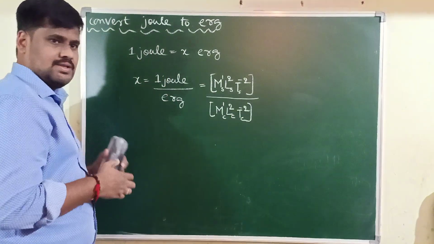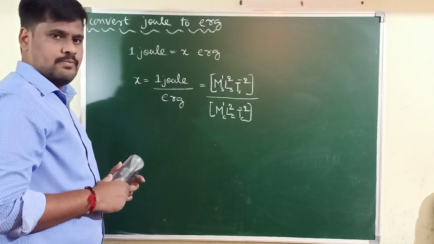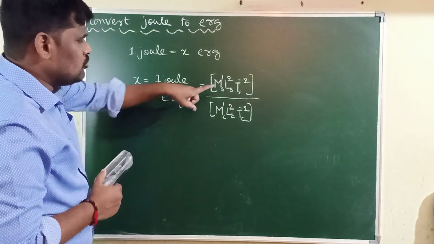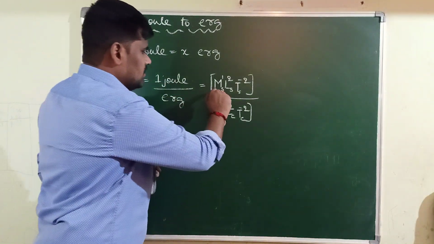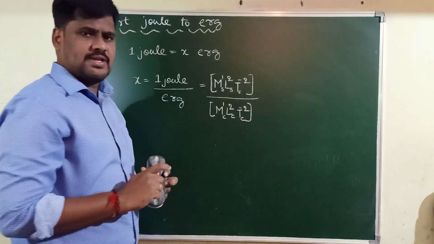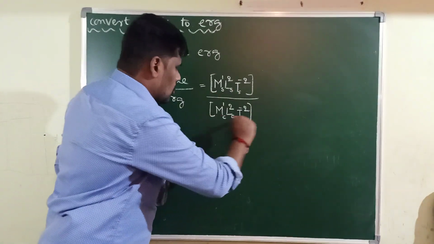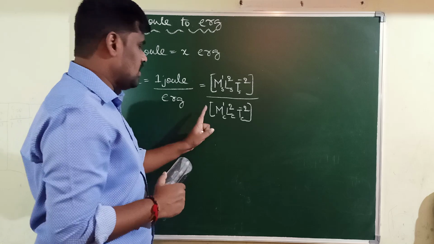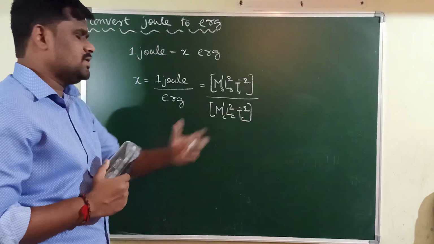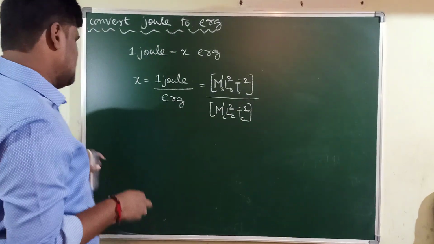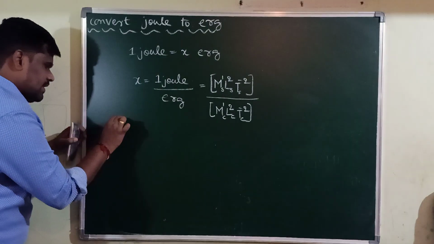The reason is the denominator is in which system? CGS system. Numerator is in SI system. Therefore, all the quantities are represented by S here. Denominator is in CGS system, therefore all the quantities or measurements are represented by C here. Next step, concentrate on the next step here.